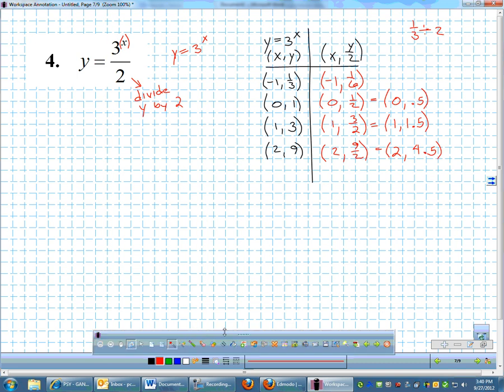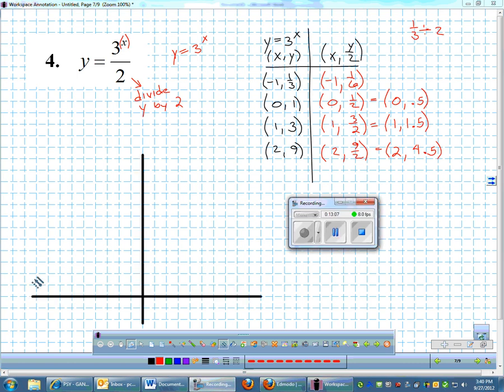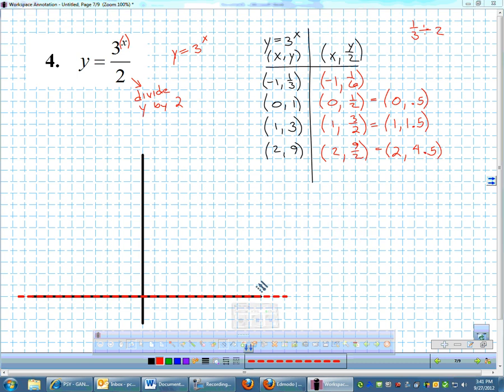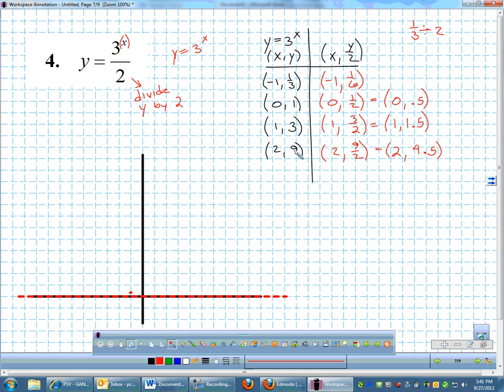There's no adding or subtracting, no shifting or anything like that. So let's get my axes drawn. And I'll draw my asymptote. That was fast. And now we start plotting the points. Negative 1, 1/6 is just something crazy close to the x-axis. 0.5, right in the middle. 1, 1.5. And 2, 4.5. And there's my graph.